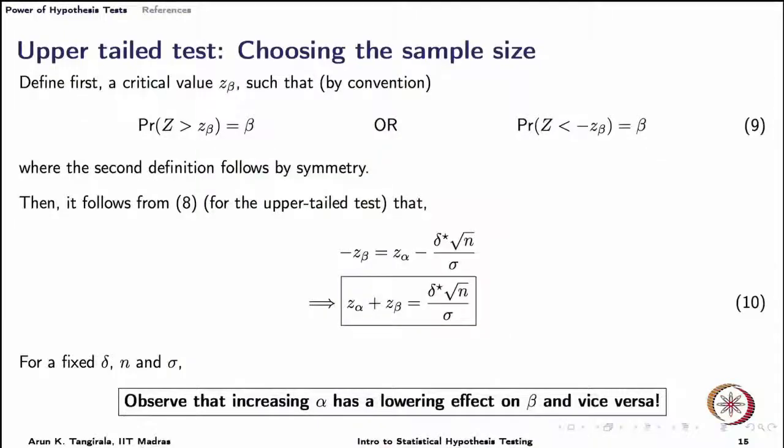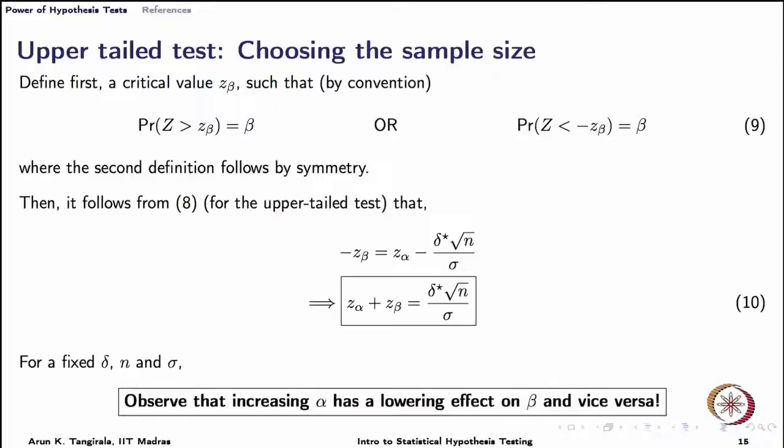So, let us now, for discussion purposes, freeze delta, n and sigma, that is, we freeze the deviation of the postulated value from the truth, and of course, the sample size is fixed and sigma is fixed. For all these three terms fixed to their respective values, increasing alpha has a reverse effect on beta. How do we understand that from equation 10?